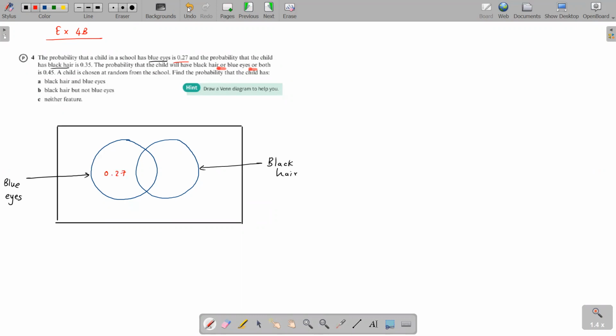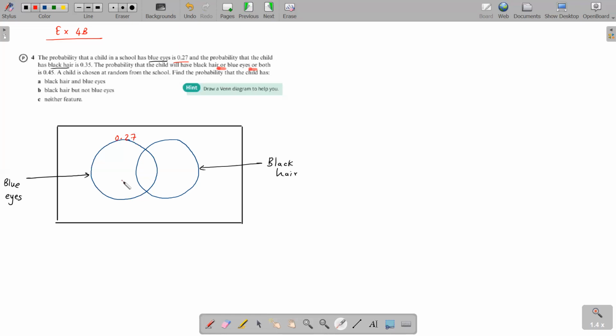Is that correct? I think you need to remember, if you mark 0.27 like this, it is completely wrong. Because when they said the child has blue eyes, it means the entire blue eye circle, which means this entire circle should have the probability 0.27. It's not just this part, but also the other part, because you can see this circle has two sections. Both of these two sections added together should give you the probability 0.27. So you can mark it at the top of the circle. When you're marking it at the top, it means you are taking both of these sections.